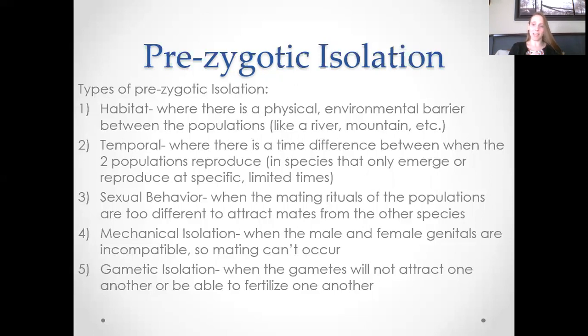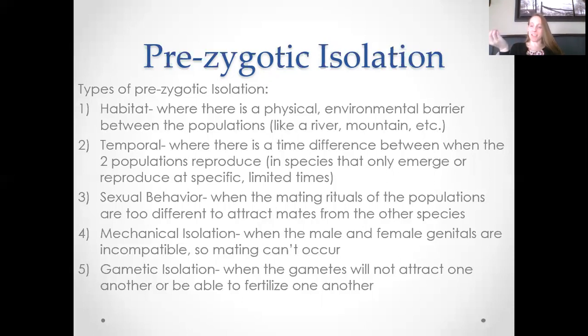Essentially what that means is the penis of males in one population will not fit in the vaginas of females from the other population. And then gametic isolation is when the gametes will not attract one another or won't be able to fertilize one another. This is usually true in aquatic populations, where there will be eggs floating around or sitting on the lake bed, and then a male fish will just come and release his sperm everywhere.